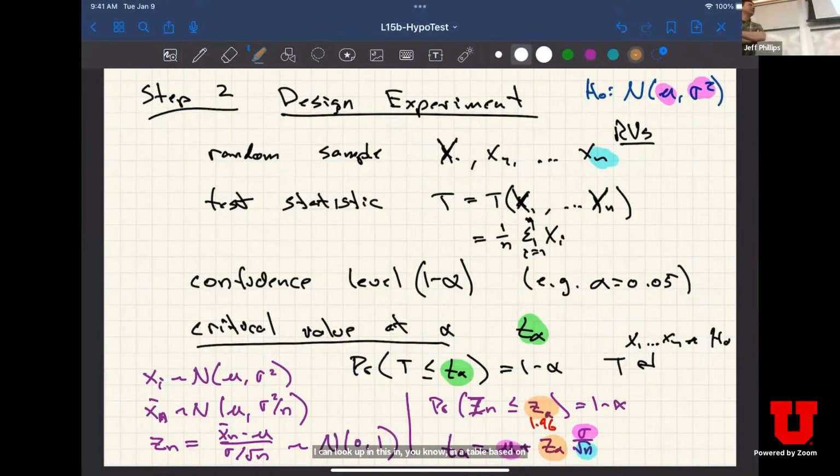Okay, so I can set the T alpha critical value based on all these things that I'm either given, which are in pink, that's from my null hypothesis, or I can look up in a table, that's in the orange, or I can design my experiment, that's the number of samples, that's in the blue. Okay, so I can calculate this critical value, and this is how I am designing my experiment.